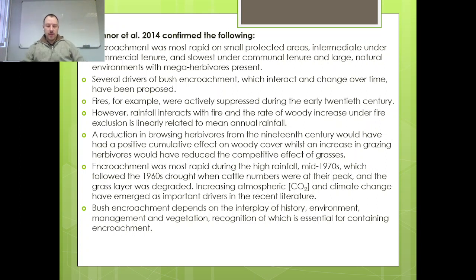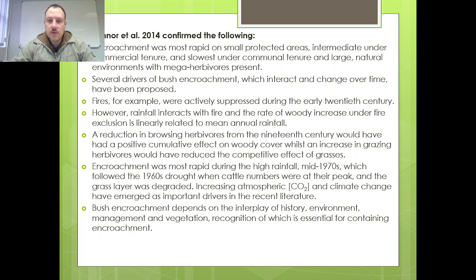So within a paper of O'Connor, encroachment was most rapid on small protected areas, intermediate under commercial tenure, and slowest under communal tenure and large natural environments with mega herbivores present. Mega herbivores are usually those ecosystem engineers that put a lot of pressure on the bush component or the woody component within an ecosystem. So if you've got them present, then usually they do tend to control the encroachment of the woody component.